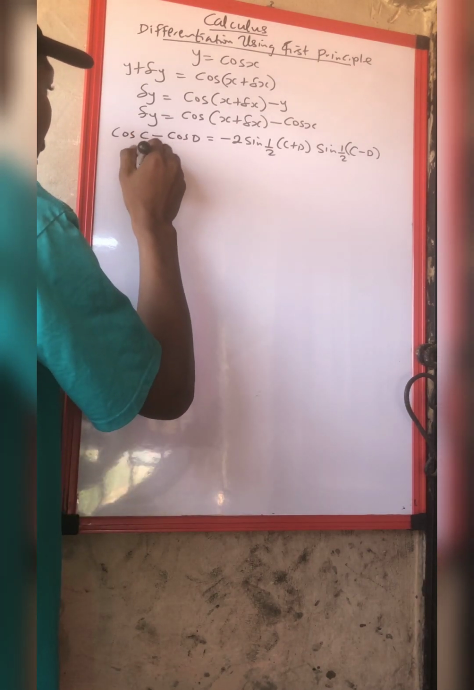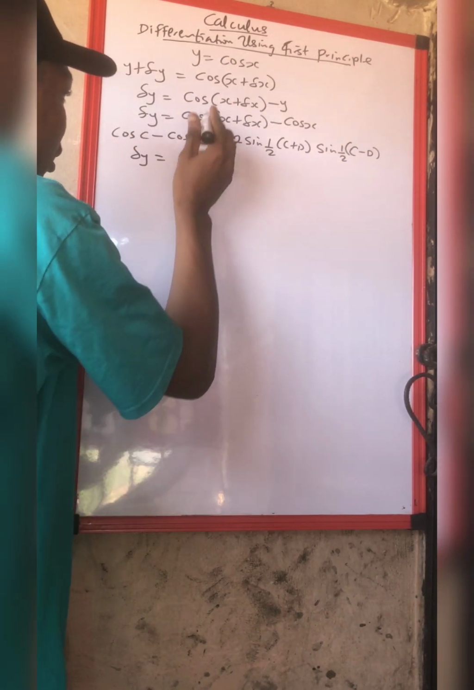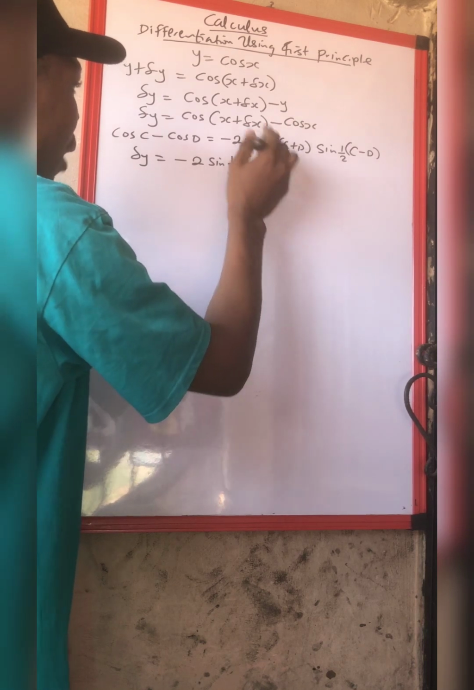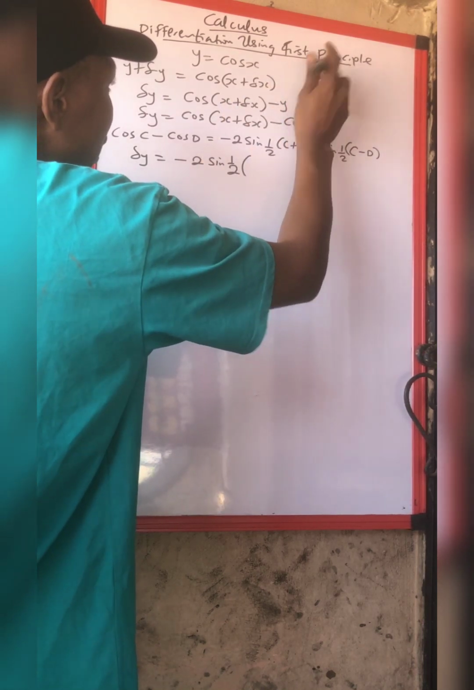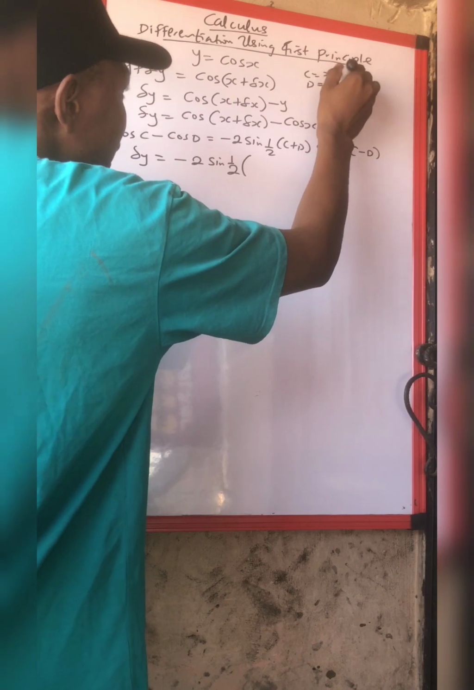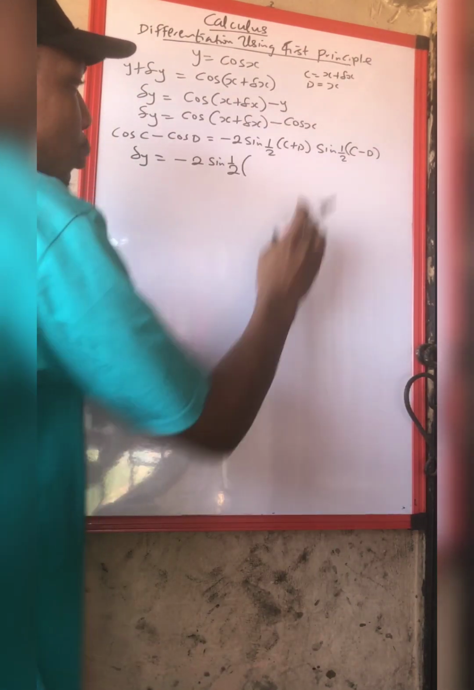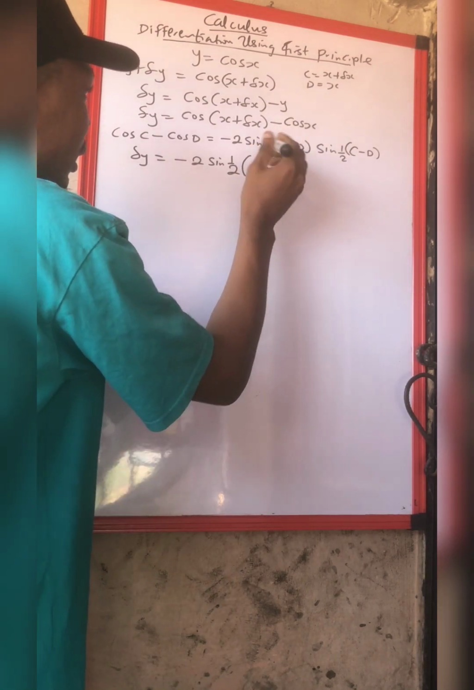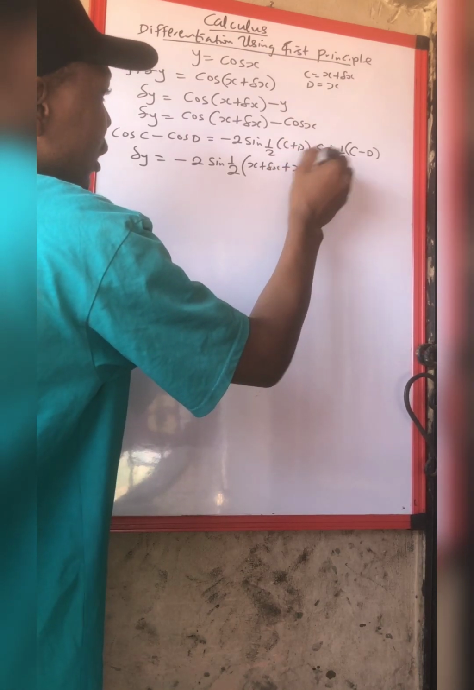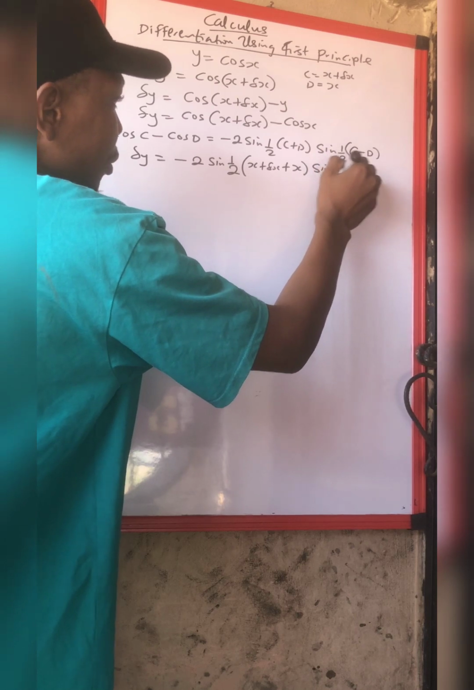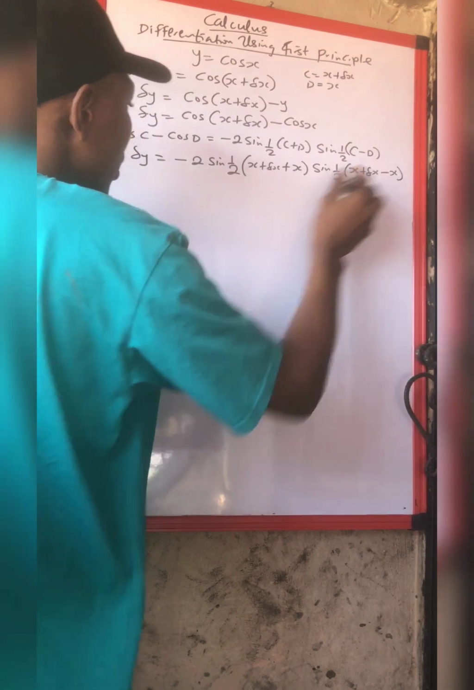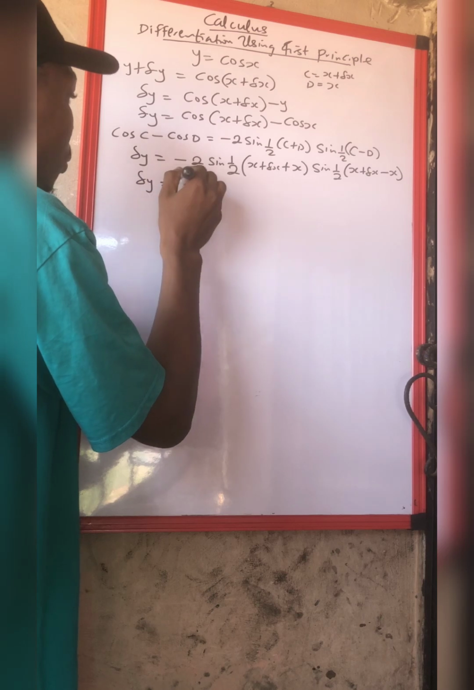So we have change in y equals minus 2 sin half. Our C is x plus change in x, while our D is x. So you substitute these variables into the expression. So C is x plus change in x, plus D which is x, then sin half of C, which is x plus change in x, minus x.